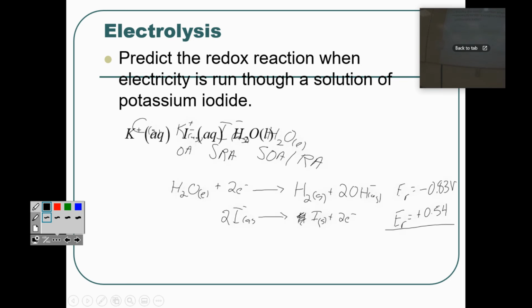Now, we flipped that one, so I best remember to flip the sign. So we have negative 1.37 volts. We'll talk about that in a minute. And then we have our net cell potential.